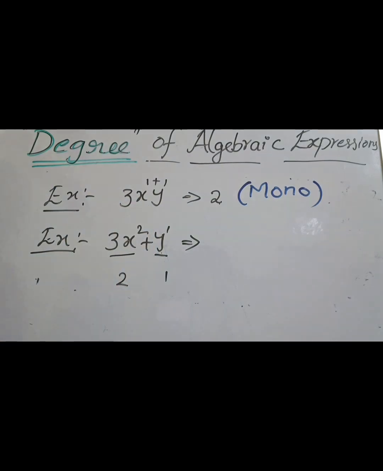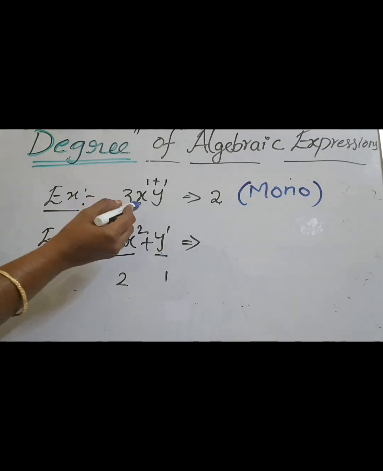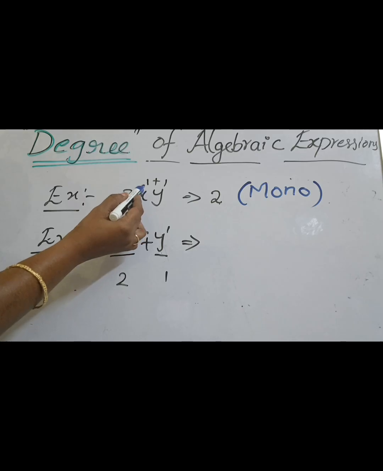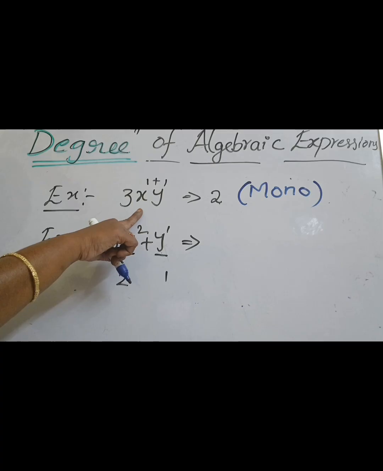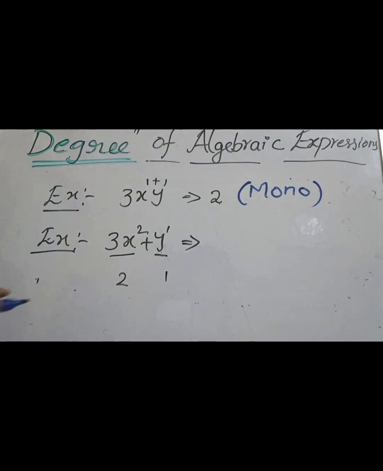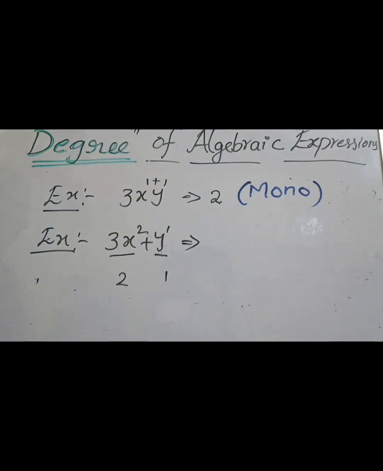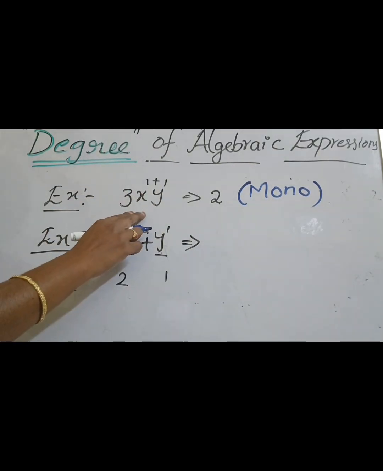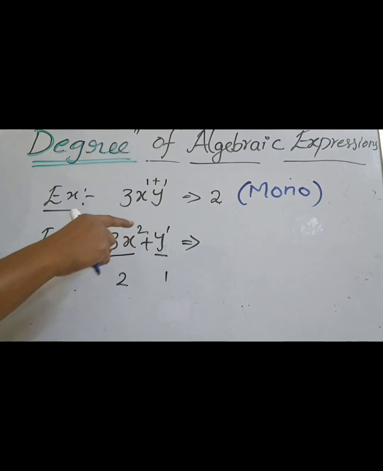Clear, children? So this is the way we need to find out the degree. How did I find out the degree of a term, children? This is the only term I am saying. You need to add the exponents of the variables. If a single variable is there, not a problem, we can say easily. But here 2 variables are there in a single term, so we need to add the powers. This is the way we need to find out the degree of a term. I'm not saying the degree of the whole. In the monomial, only one term is there, that's why I can say this is 2. There is no other term.